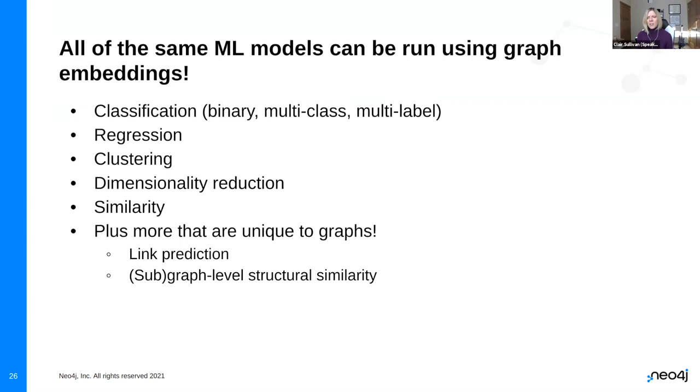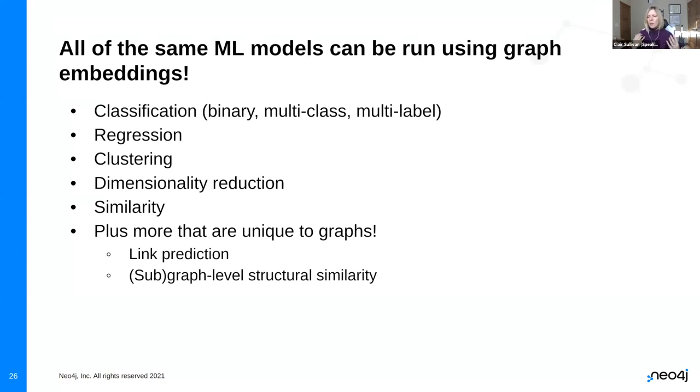We can do some things that are unique to graphs. For example, link prediction. Let's say I have two people in my social network. What's the probability that they're friends? Like when you go on Facebook and they recommend friends to you. The algorithm behind the scenes there is link prediction. So I can use my graph embeddings to predict a probability that those people might be interested in linking up.